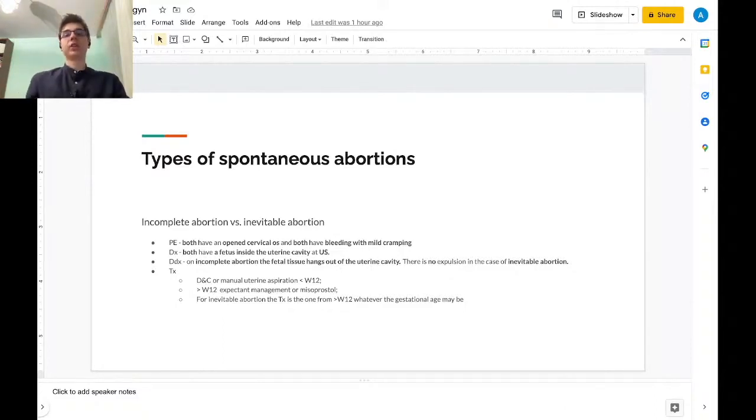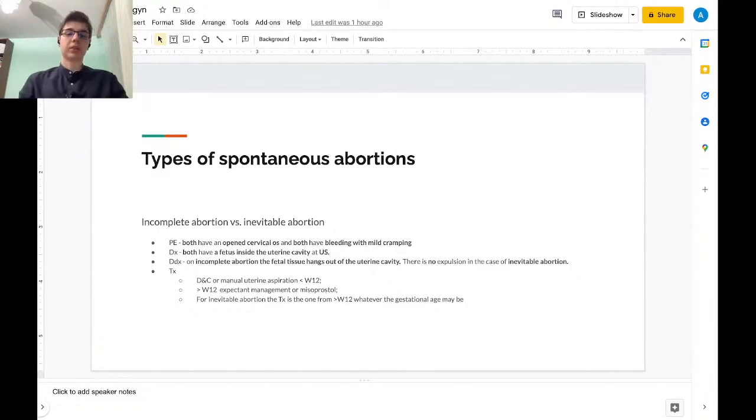Now, the differential diagnosis between incomplete and inevitable abortion is the fact that the fetal tissue hangs out of the uterine cavity in incomplete abortion. In the case of the inevitable abortion, the fetus is still inside the uterus.